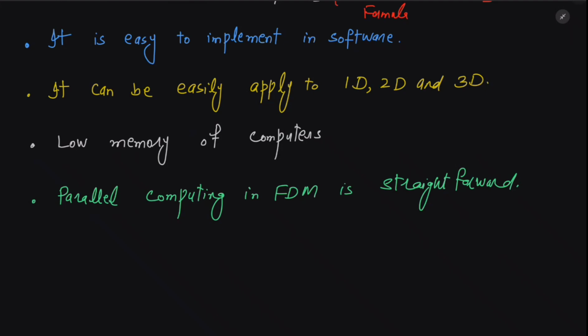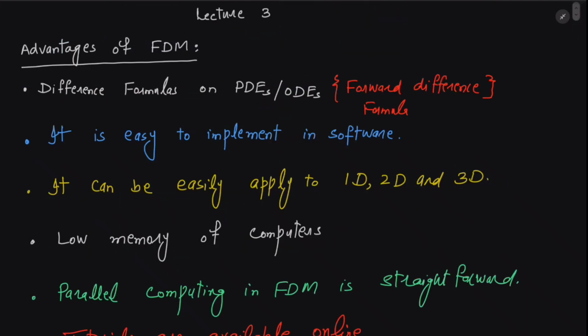As I mentioned earlier, the finite difference method is the first choice of any person who wants to study numerical methods. So tutorials are available online, and books and other notes are available online. So these are the advantages of the finite difference method.